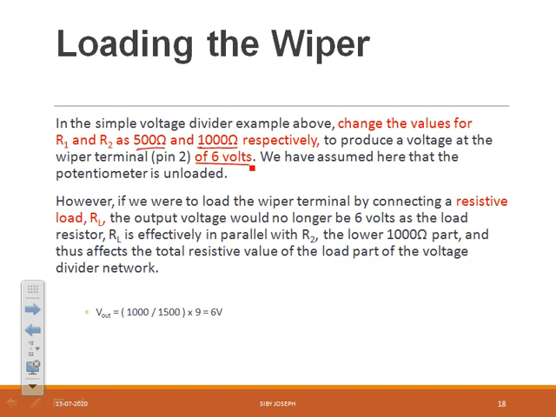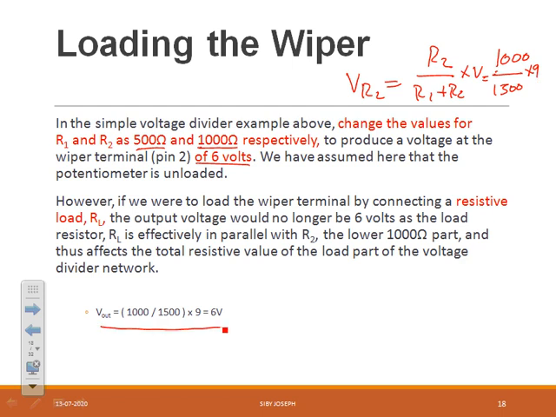Again, you can calculate using the voltage divider rule. VR2 is equal to R2 divided by R1 plus R2, into the applied voltage V. Here R2 is 1000 ohm, so VR2 is 1000 divided by 1500, into the applied voltage of 9 volt, which is equal to 6 volt. Here the supply voltage is 9 volt.